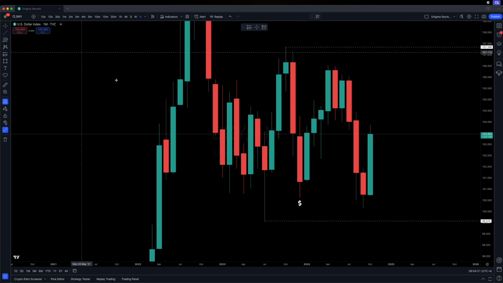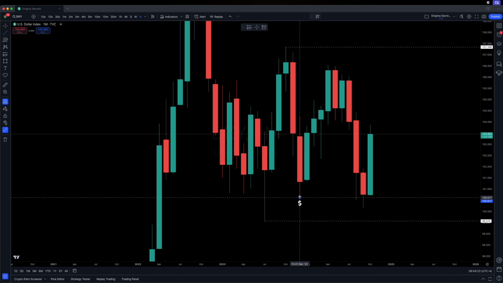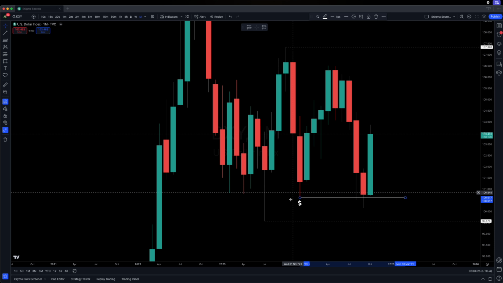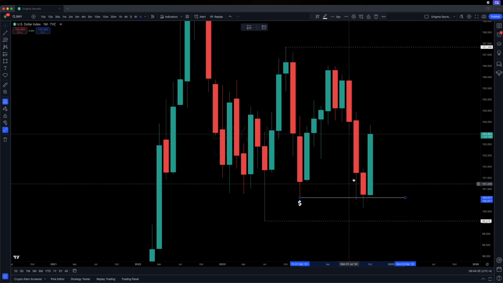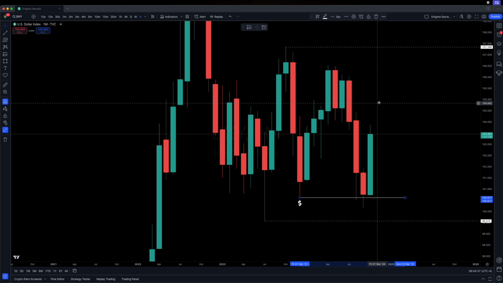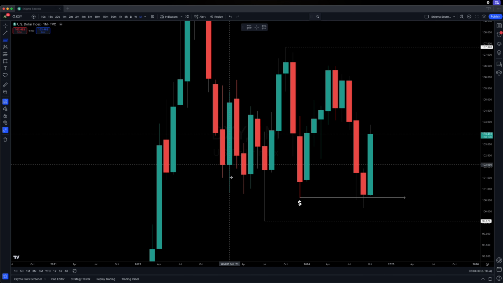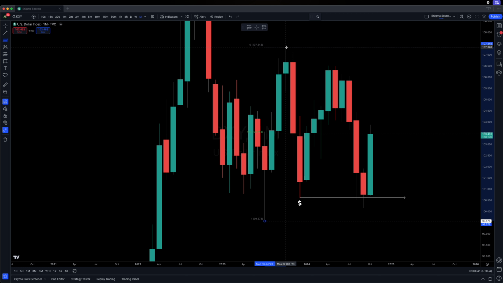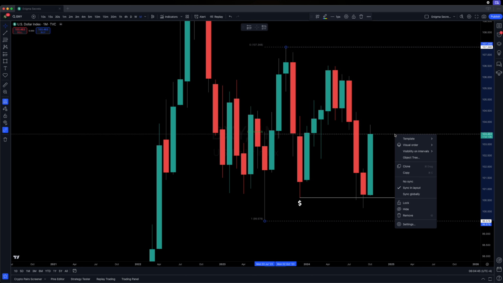What did the algorithm do? It swept this liquidity, so it bought in a discount, forced these people who were prematurely long out of their trades. It bought in a discount, and what does it need to do? It needs to sell in a premium. Where is the equilibrium? 50% of the range is the equilibrium.